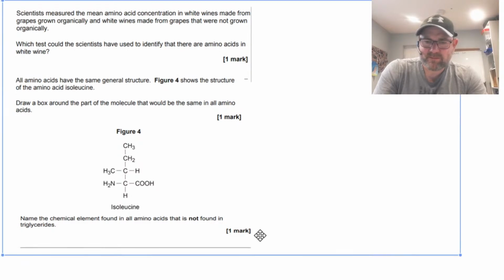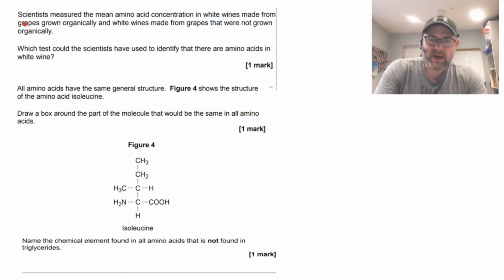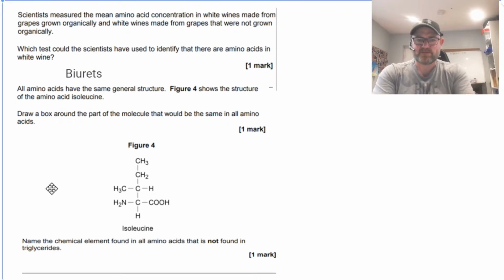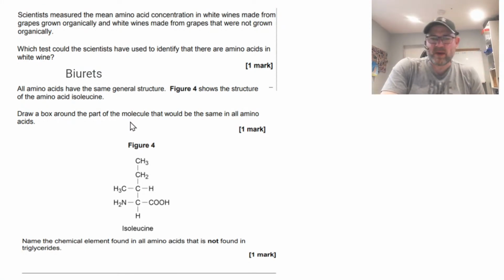Another question. Let's read through this one. Scientists measured the mean amino acid concentration in white wines made from grapes grown organically and white wines made from grapes that were not grown organically. Which test could the scientists have used to identify whether there are amino acids in the white wine? You've already named this one, so you know the answer: the test for amino acids, Biuret's.